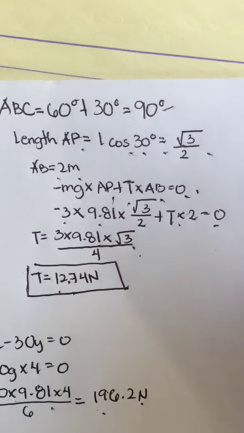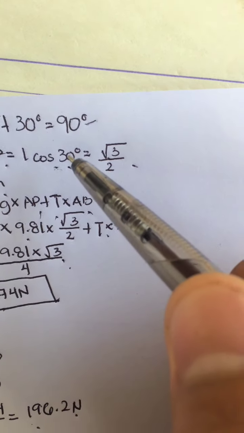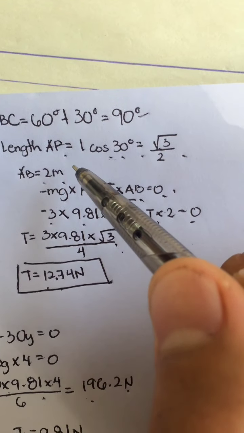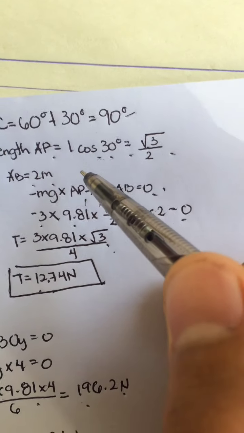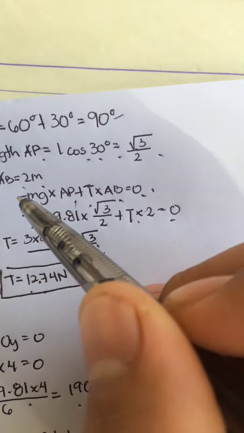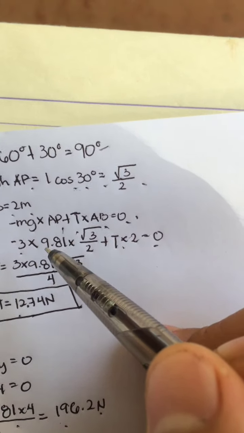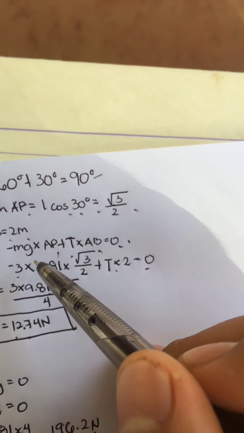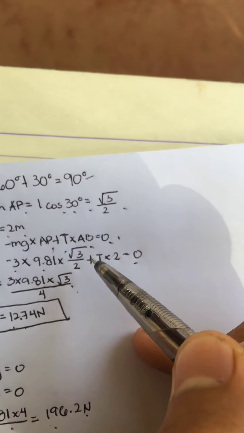So, first, angle ABC is equal to 60 degrees plus 30 degrees, which is equal to 90. The length AP is equal to 1 cos 30 degrees, and 1 cos 30 degrees is equal to square root of 3 over 2. Then AB is equal to 2 meters. So we use the given formula, which is mg times AP plus T times AB is equal to 0.